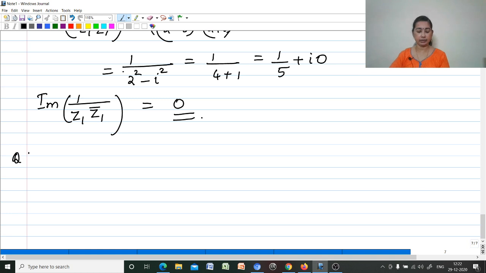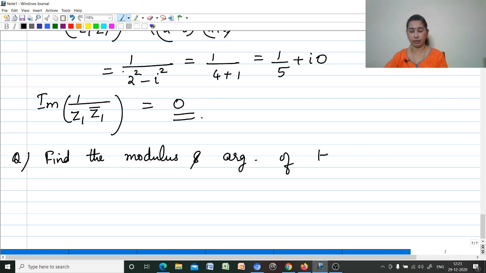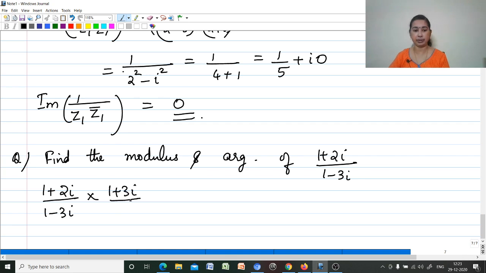Find the modulus and argument of 1 plus 2i by 1 minus 3i. So we have to multiply by the conjugate, 1 plus 2i by 1 minus 3i into 1 plus 3i by 1 plus 3i. Because first we have to write in the complex number form, then only we can find the modulus and argument.